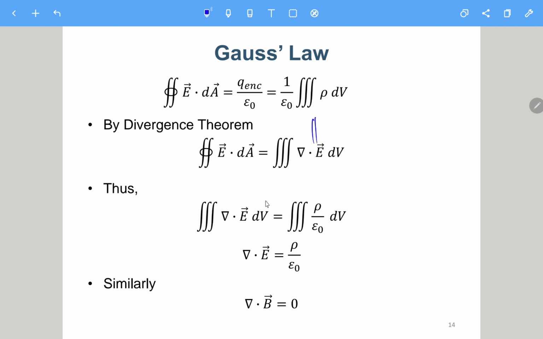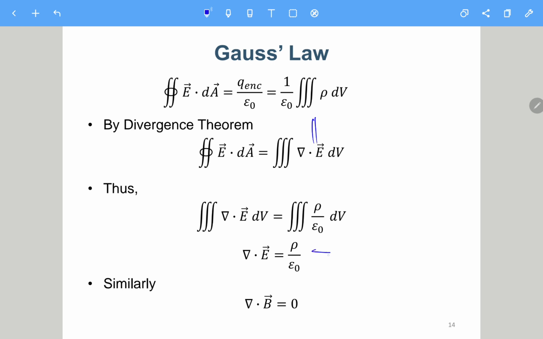And actually, this is a triple integral equal to another triple integral for arbitrary volume, which means that for every point, the divergence of E should be equal to rho over epsilon naught. Otherwise, it will not be true for arbitrary volume. So in that case, the integrand must be the same. So in this case, the divergence of E equals rho over epsilon naught.